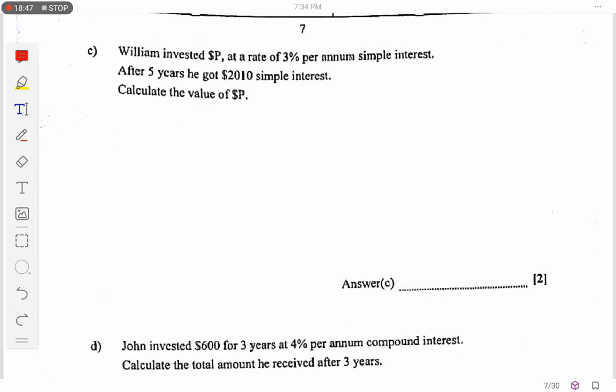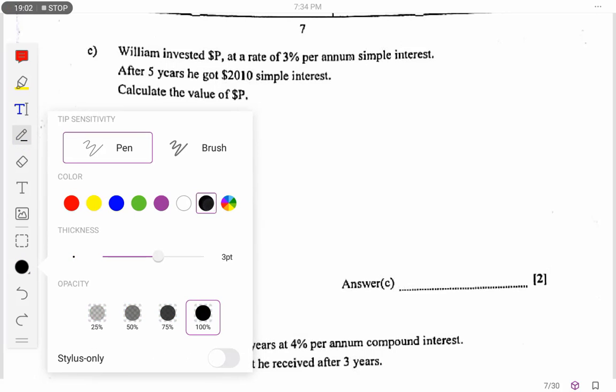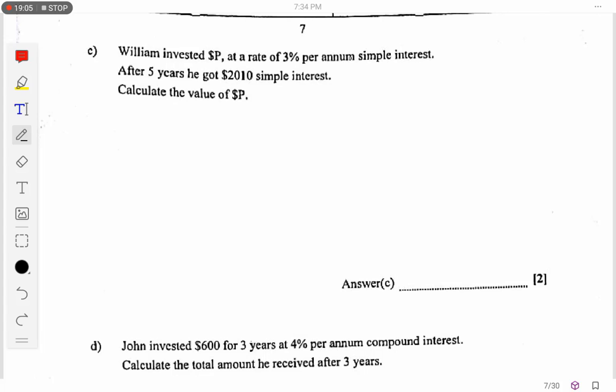William invested P dollars at a rate of 3% per annum simple interest. After 5 years, he got $20 simple interest. Calculate the value of P there. So our P basically there is our principal. So we use the formula interest is equal to principal times rate times time over 100. Then we want to find P, so we can make P the subject of formula from there.